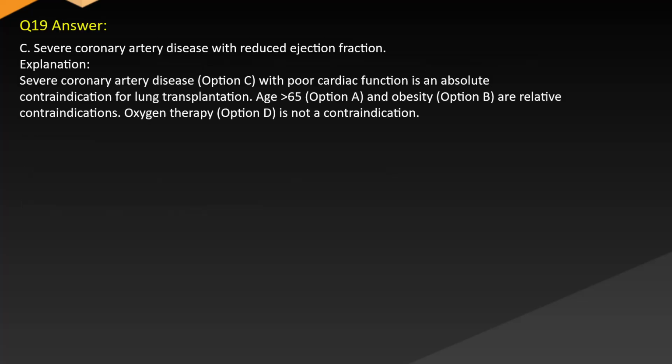Answer: C. Severe coronary artery disease with reduced ejection fraction. Explanation: severe coronary artery disease, option C, with poor cardiac function is an absolute contraindication for lung transplantation. Age 65, option A, and obesity, option B, are relative contraindications. Oxygen therapy, option D, is not a contraindication.